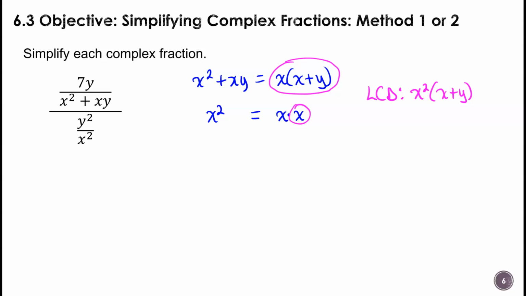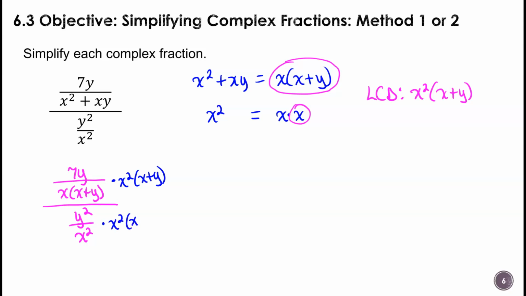All right, so now we're going to multiply everything. I'm going to rewrite this first in factored form because it will make more sense this way, at least in the numerator. So now I multiply times x squared times x plus y, times x squared times x plus y. Now remember, when you're multiplying by this, it's the same as writing x squared times x plus y over 1. And that's why I can say this divides into it and then remove anything that equals 1.